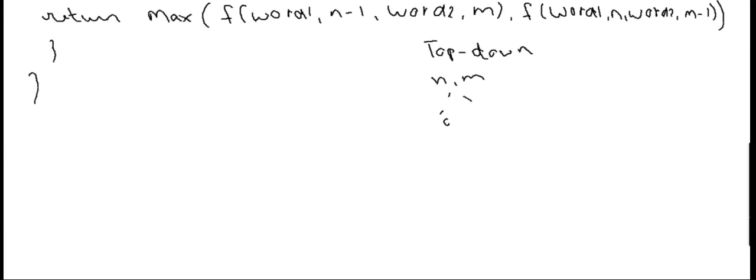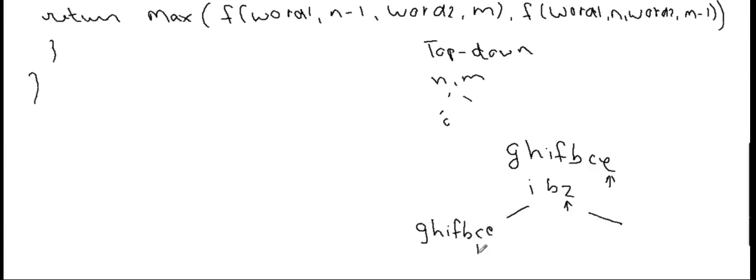So if I have this PCE and, if I have this example, and we start from here, they are not matching. So we're going to have two subproblems. In one subproblem, this is going to be like this, and in another subproblem, it's going to be like this.